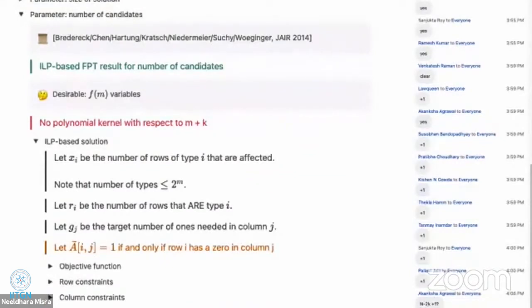Let xi be the number of rows of type i that are affected by the solution, and let ri be the number of rows that are of type i in the given instance. Also let Gj be the target number of ones that are still needed in column j. So in every column, you have already a certain number of ones and you are a certain distance away from majority. So in column j, Gj is the number of ones that you need to convert it into a majority column. So what should the objective function be?